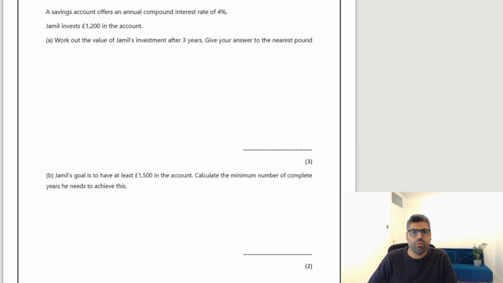A savings account offers an annual compound interest rate of 4%. Jamil invests 1,200 into the account. Work out his investment after 3 years. Give your answer correct to the nearest pound.